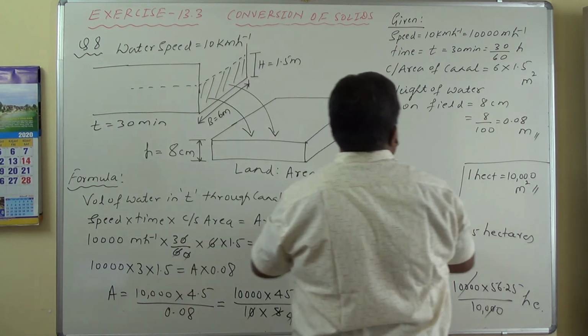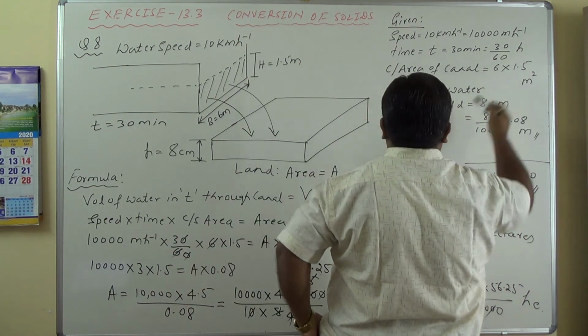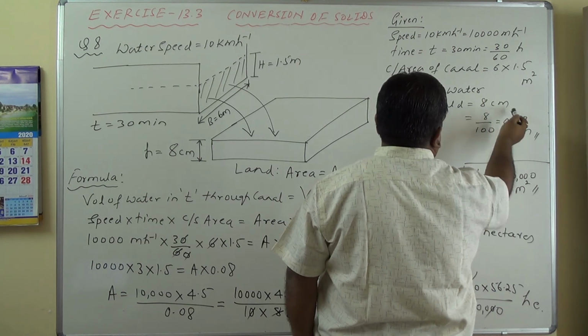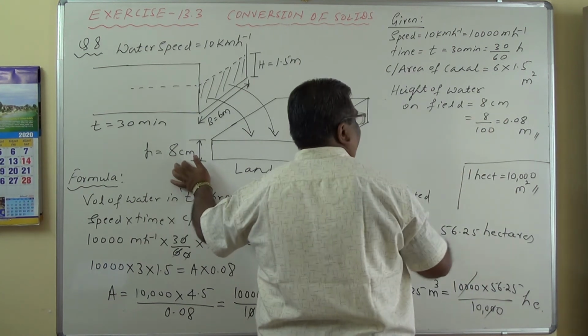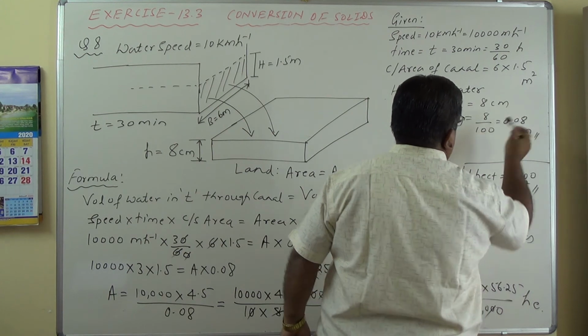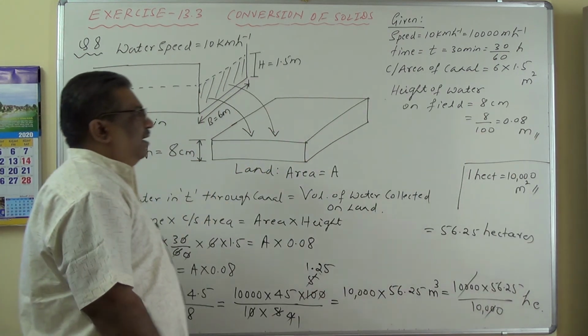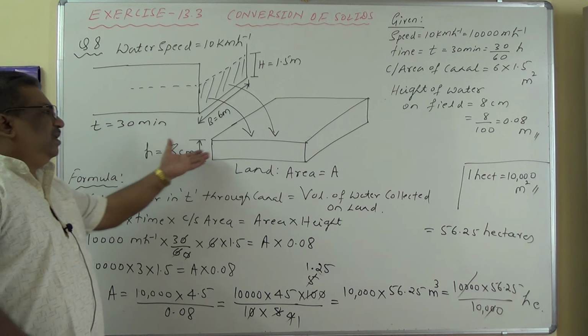From here the water is flowing out. It is 6 into 1.5 square meters. The height of the water on the field is 8 centimeters. Convert this into meters, divided by 100 gives you 0.08 meter height of the water collected on this land. What is the volume over here?